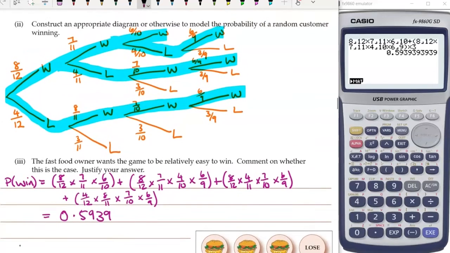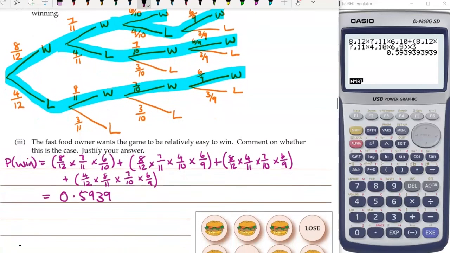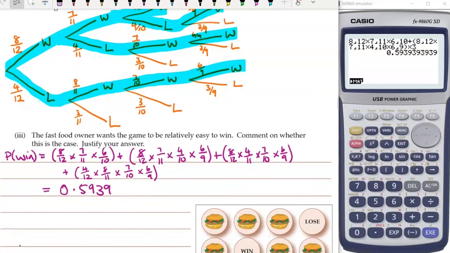Now let's go back to answering the question. Is it relatively easy to win? It's a 60% chance of winning. It's more than a 50-50 chance. That would be considered a pretty good sort of chance in terms of these scratchy types of things. So just write something to that effect.